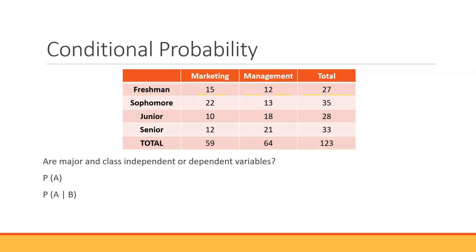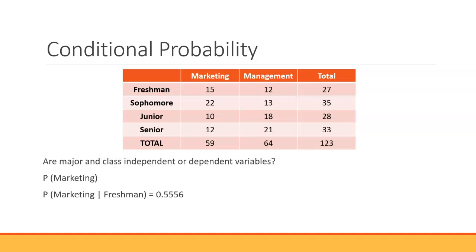So now we can find out if major and class are independent or dependent variables. We just found the probability of marketing given freshmen. So that will be our A given B, which means the probability of A is just the probability of a marketing major. So marketing given freshman, that was our 0.55.